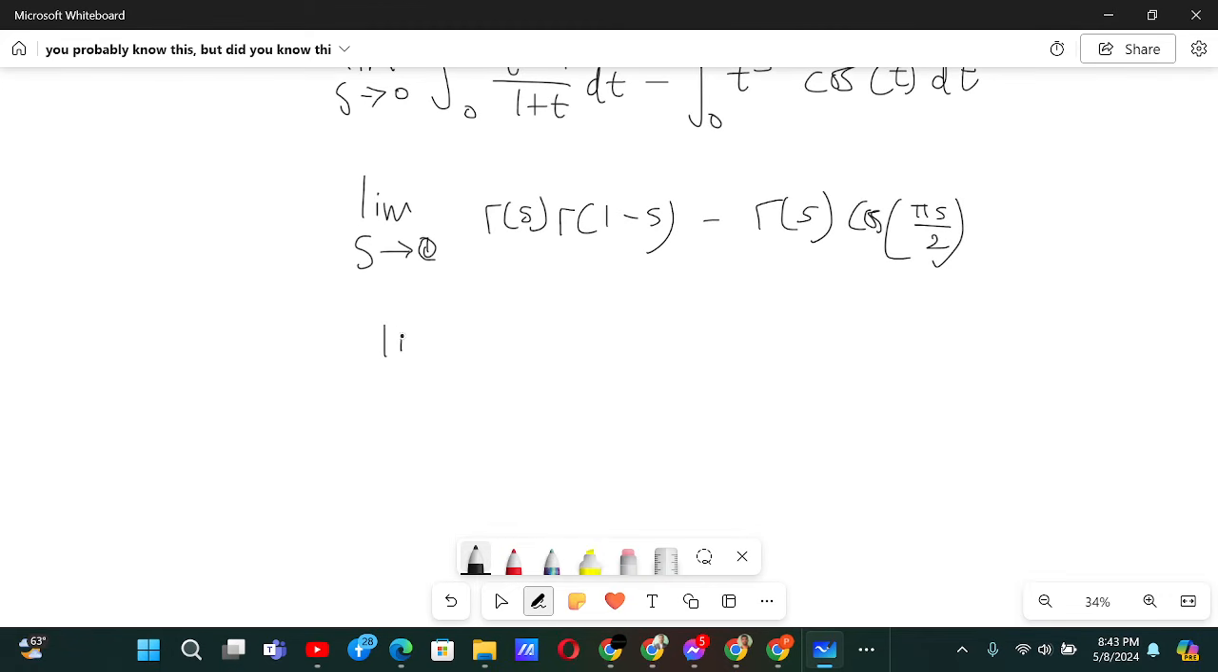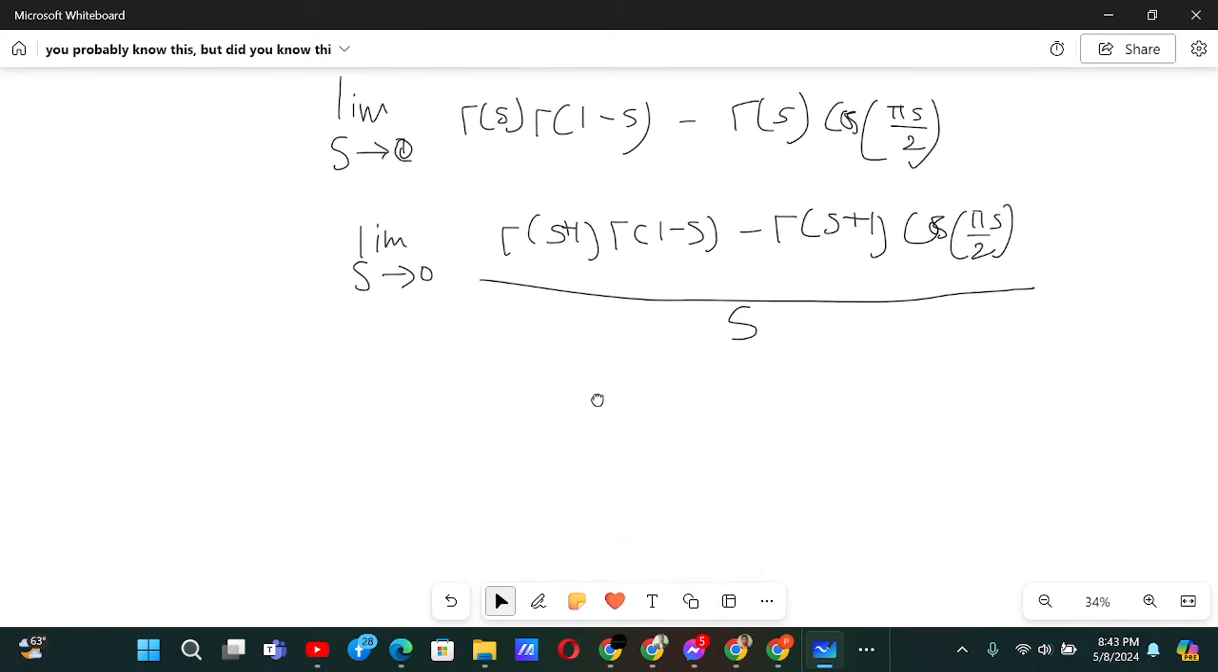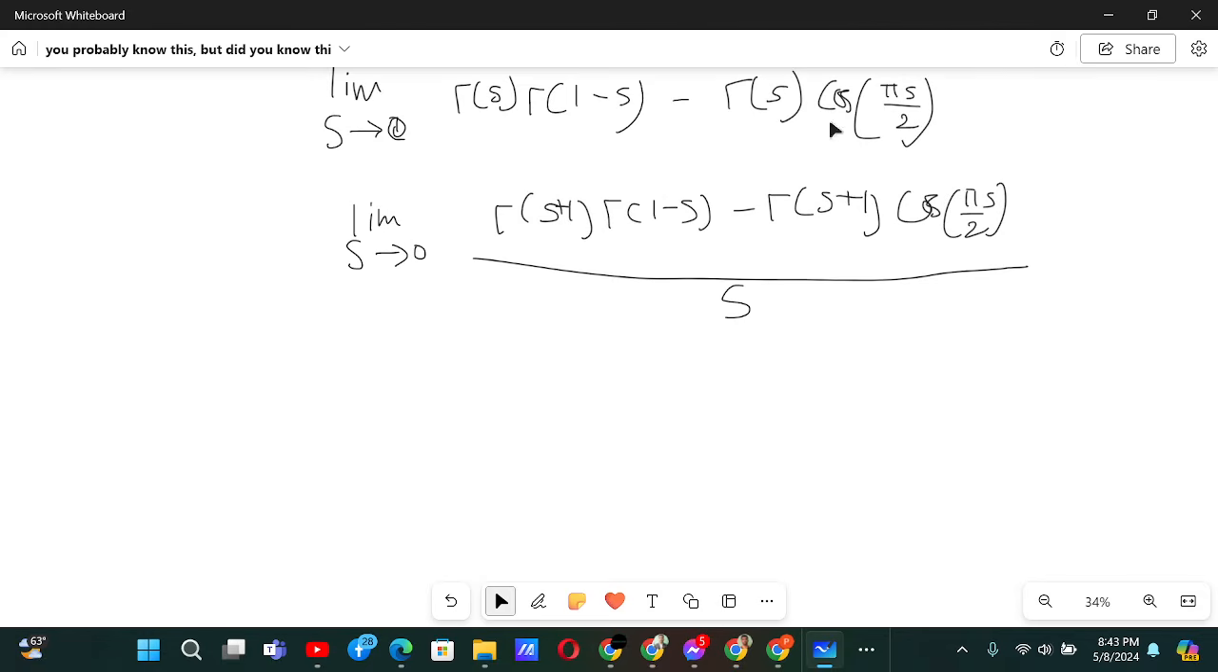Now to evaluate this, we should basically have gamma of s plus 1. That's why what we will do is gamma of s plus 1 and gamma of 1 minus s, again gamma of s plus 1 and then cos of pi s by 2. But since we need just the gamma of s, let's divide this by s, so that gamma of s plus 1 by s is gamma of s. Now to evaluate this is basically in the L'Hopital's rule form.